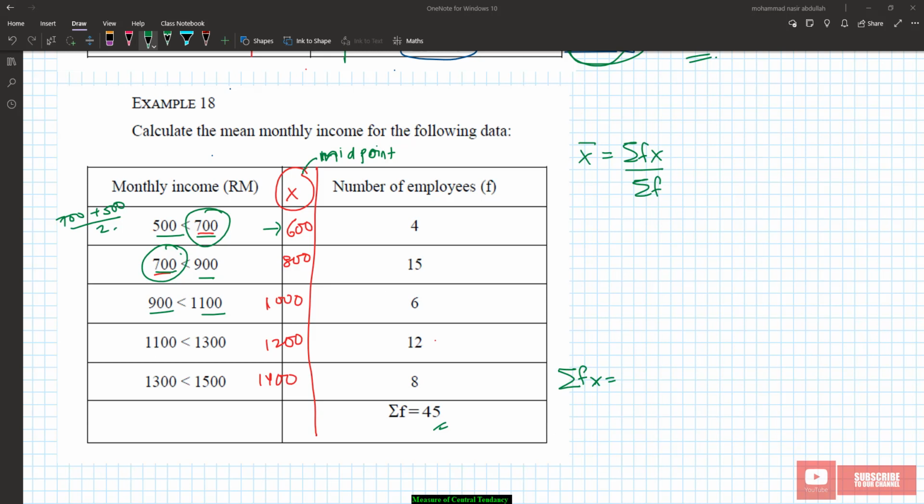So how about the others? I would like to suggest you buy this calculator lah. It will make your life easy. Right? The others? Okay, if you don't have the calculator, can you calculate manually? So what is the value of summation of fx?